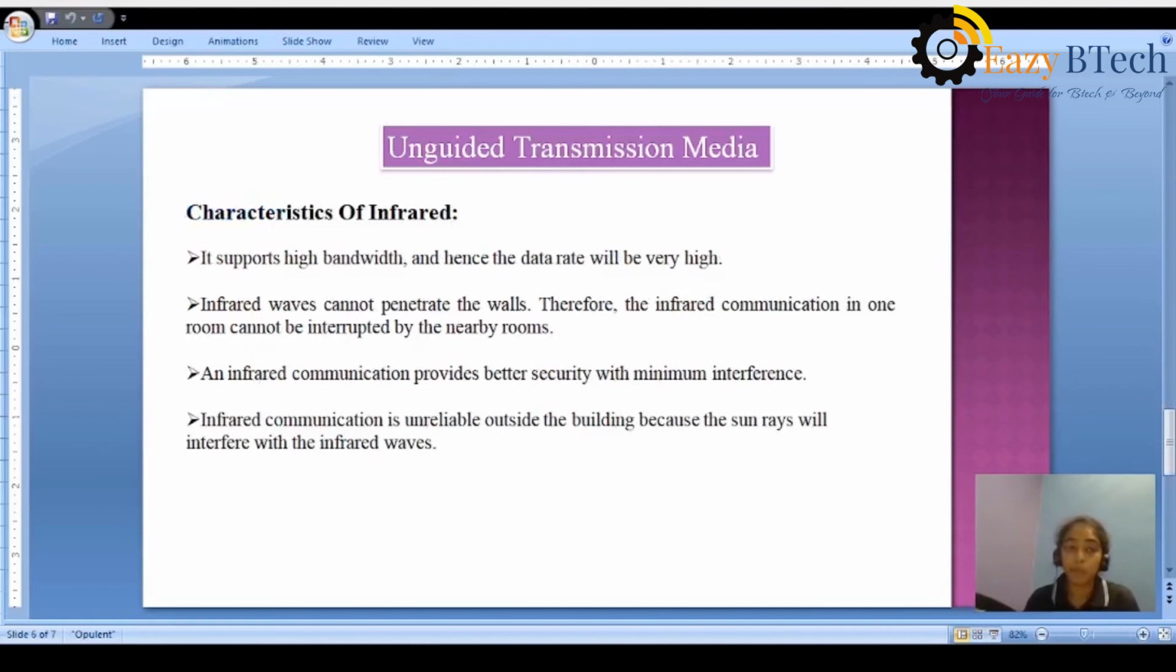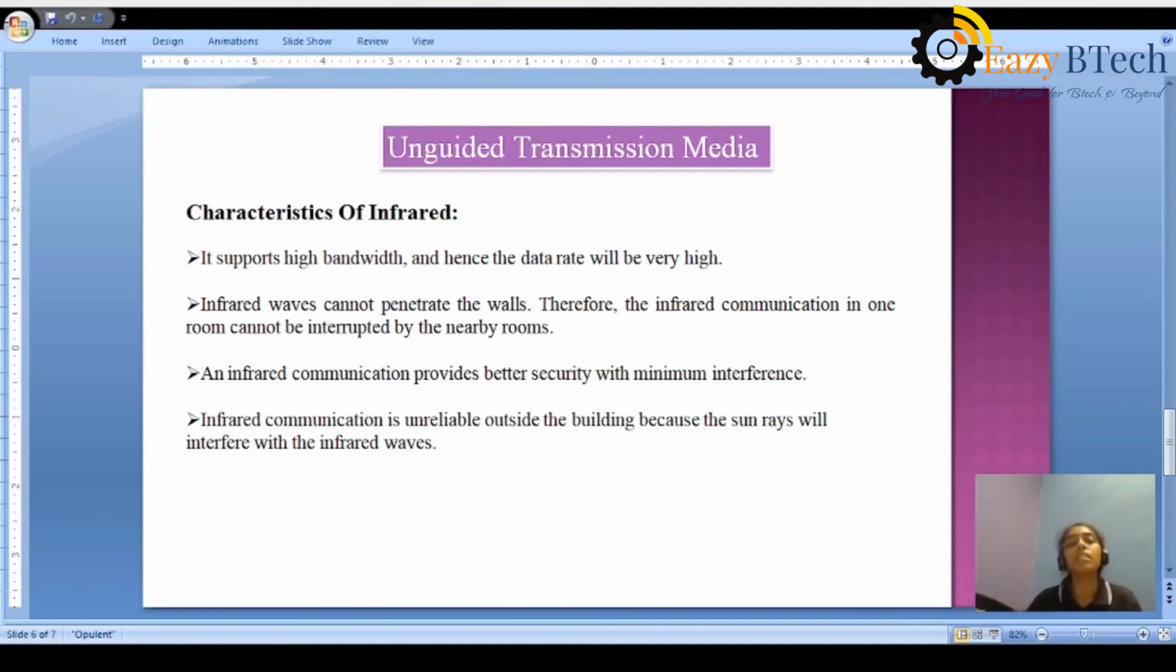Characteristics of infrared rays: it supports high bandwidth and hence the data rate will be very high. Infrared waves cannot penetrate walls. Therefore, infrared communication in one room can be interrupted by the nearby rooms. Infrared communication provides better security with minimum interference. The interference is very low in one building, because it transmits at a higher data rate and the bandwidth is also very high. The EMI is also less in infrared rays over short distances.